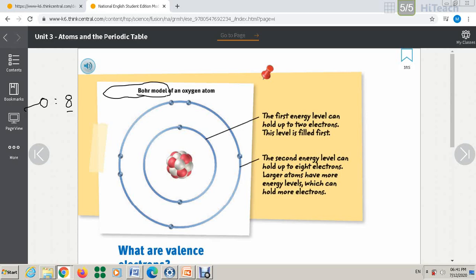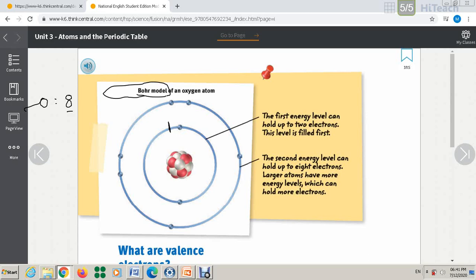The second question: how many electrons are found in the first energy level? Go to the first. This is the first energy level, the one closest to the nucleus. How many electrons can you find here in oxygen? Here you have 2 electrons. Okay. The next question: how many electrons are found in the second energy level? Move to the second energy level. How many electrons does it have? As you see, count them: 1, 2, 3, 4, 5, 6. There are 6 electrons.